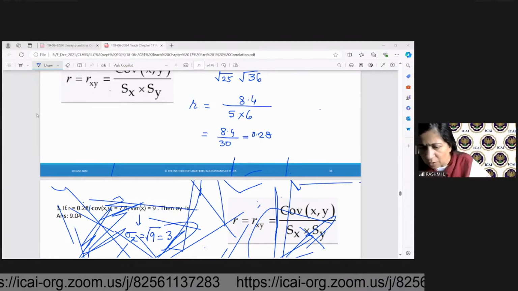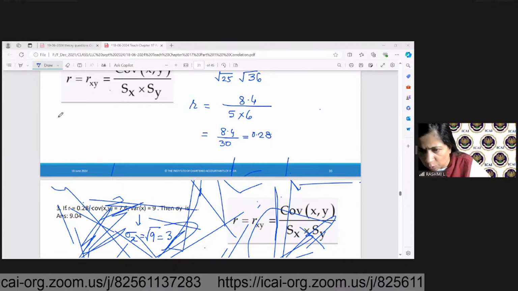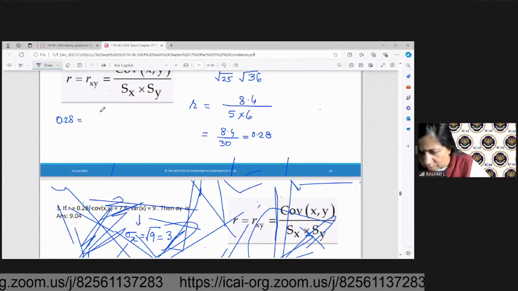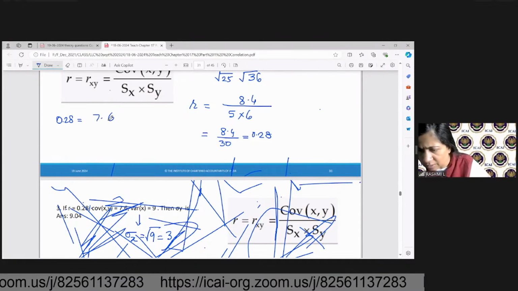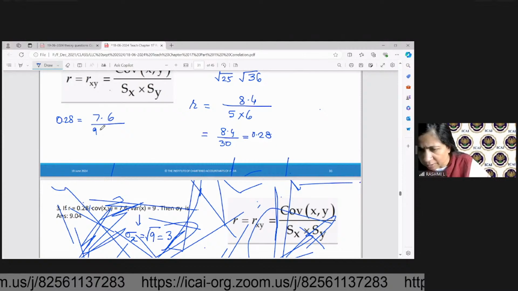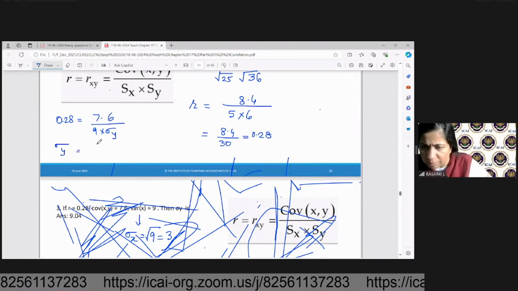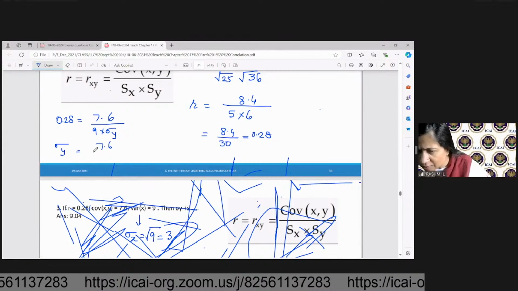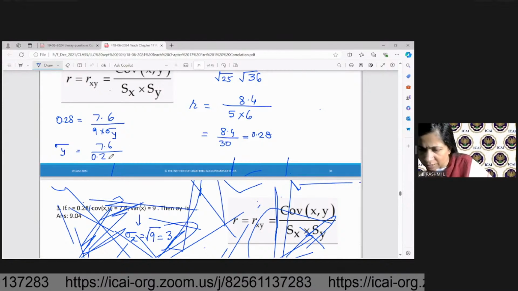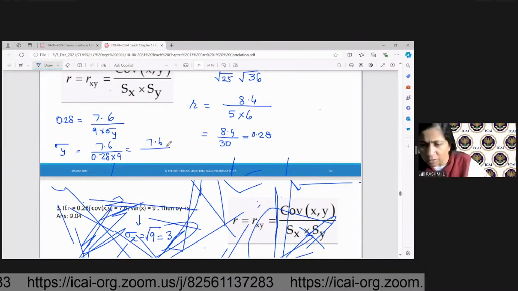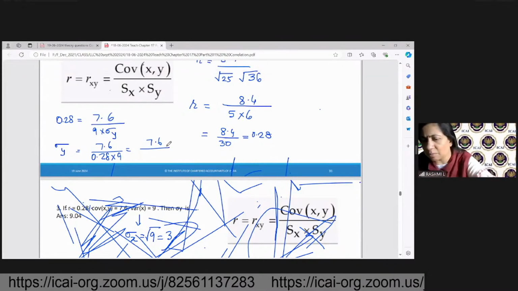Okay, so what we have is 0.28 is equal to 7.6 upon 9 into sigma y. So sigma y will be equal to 7.6 upon 0.28 into 9. So how much is 7.6 upon 0.28 into 9?